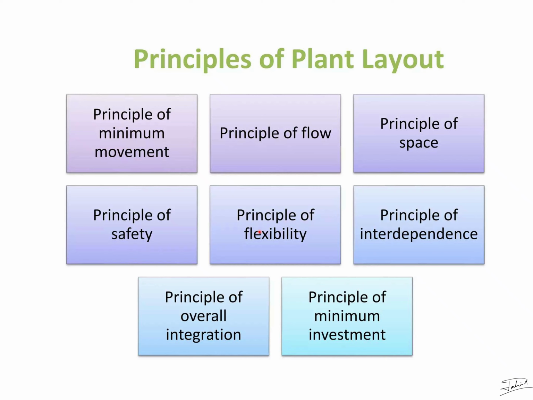For example, if any compression machine is damaged, it must be replaceable, and the layout design should be like that: the damaged machine is easily removed from the manufacturing area and a new machine is installed. Then the principle of interdependence. There is interdependency between different departments or different unit operations.